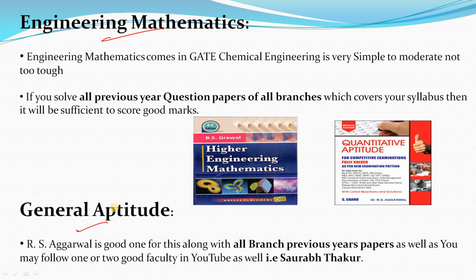So what you have to do, you also have to see the GATE chemical engineering mathematics and other branches which have the same syllabus. You have to download it, and for GATE aptitude as well, and you have to solve the previous year question papers as well. GATE chemical engineering is simple. The questions they ask are, I think, simple to moderate, and if you solve all the previous year papers of all branches, it will be more than enough for you.